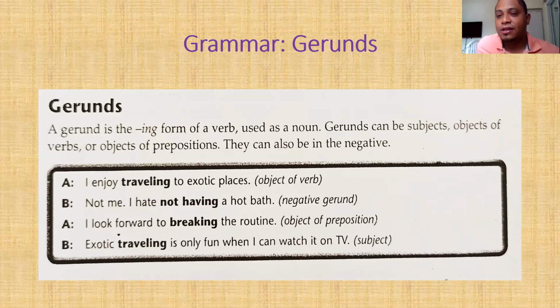When you learned English, or maybe when you went to the institute or you started a career, you learned that whenever you use a preposition, you have to put the verb with the ing form. And that's what we call object of preposition. Look at the sentence number 3 that says, I look forward to breaking the routine. So as you can see here, it says to breaking. So to is the preposition and breaking has the ing form.